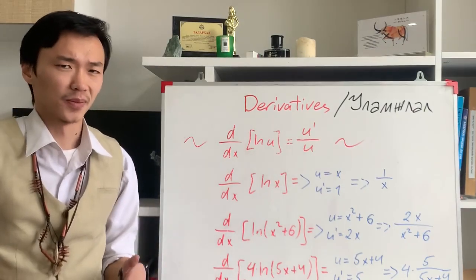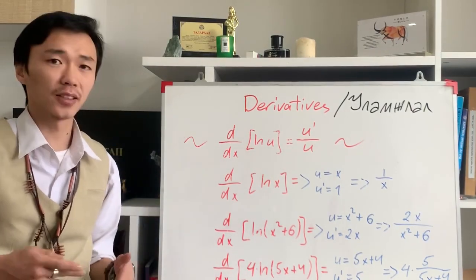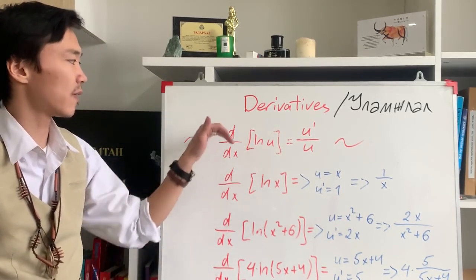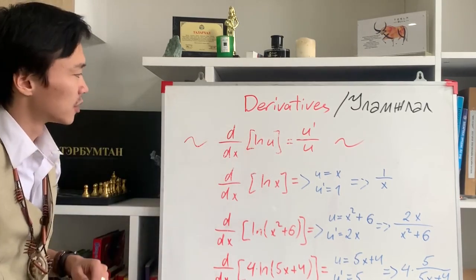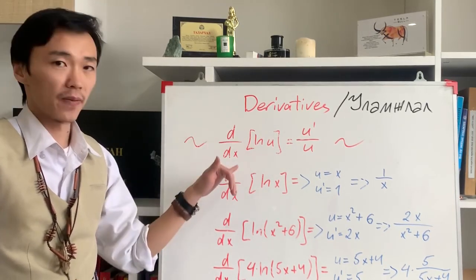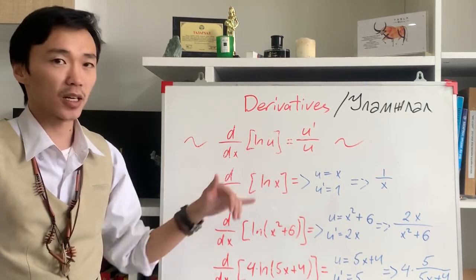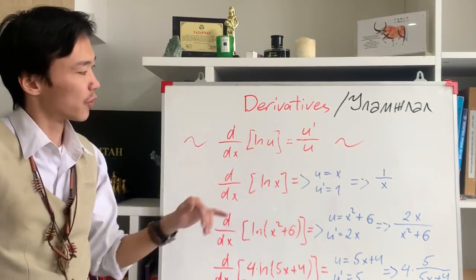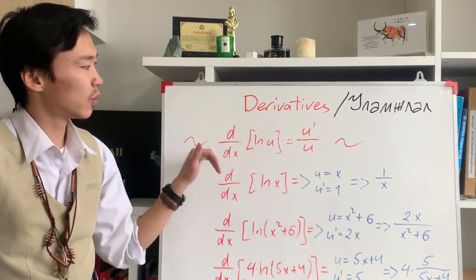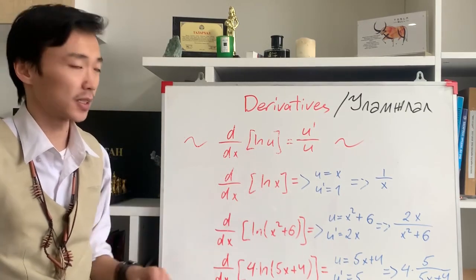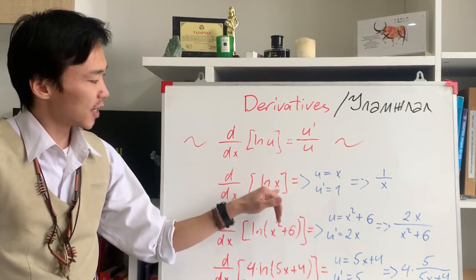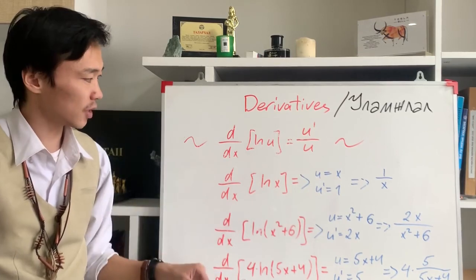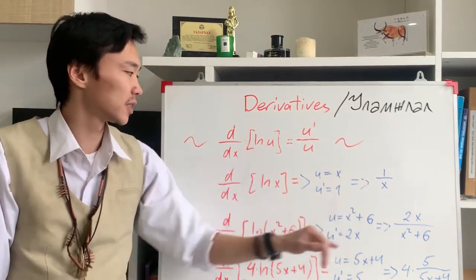Next, let's talk about finding the derivative of logarithmic function, particularly natural log function, ln u. So here's the formula. The derivative of ln u, where u is a function of x, is u prime divided by u. So using this formula, let's say we want to find the derivative of ln x. So u is x, and the derivative of x, which is u prime, is 1. So the answer is 1 over x.